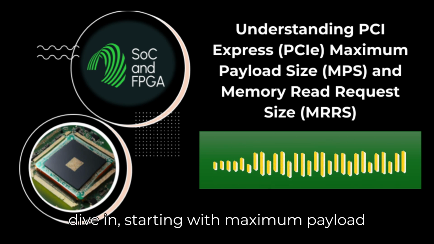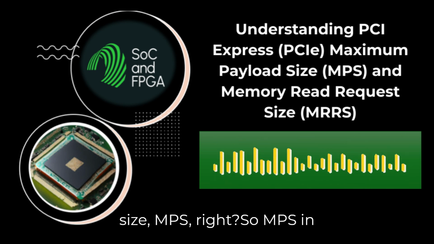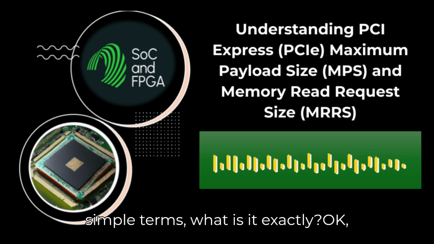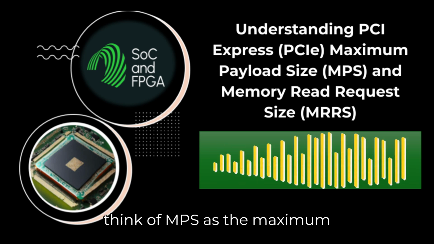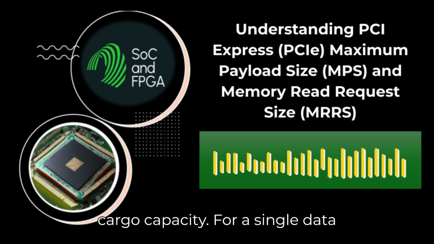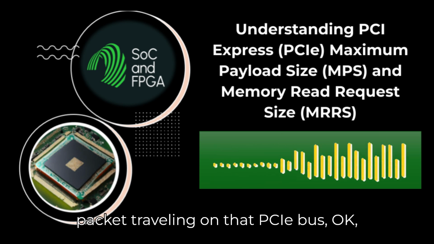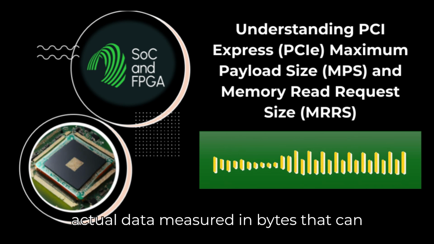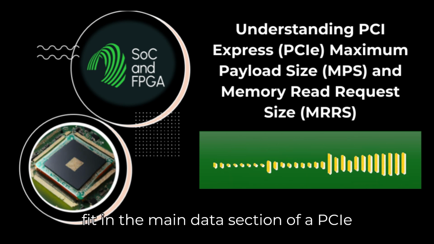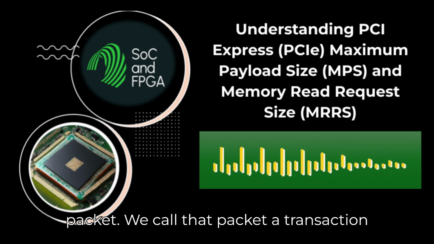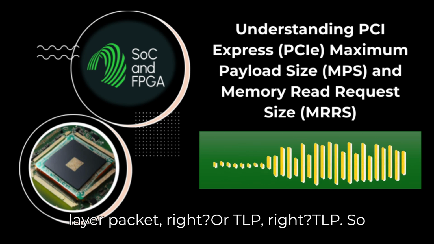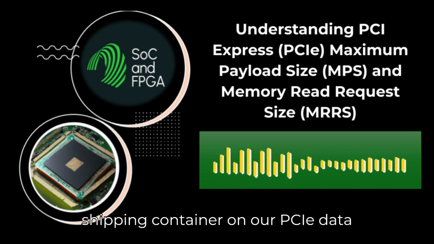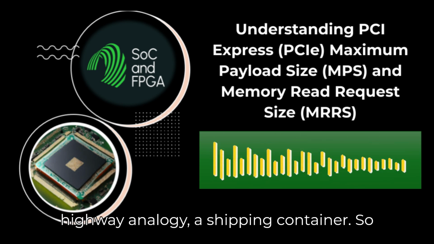Okay, let's dive in. Starting with maximum payload size, MPS. So MPS, in simple terms, what is it exactly? Think of MPS as the maximum cargo capacity for a single data packet traveling on that PCIe bus. Officially, it's the largest amount of actual data, measured in bytes, that can fit in the main data section of a PCIe packet. We call that packet a transaction layer packet, or TLP. Yes, it's just like the size limit for one single shipping container on our PCIe data highway analogy.